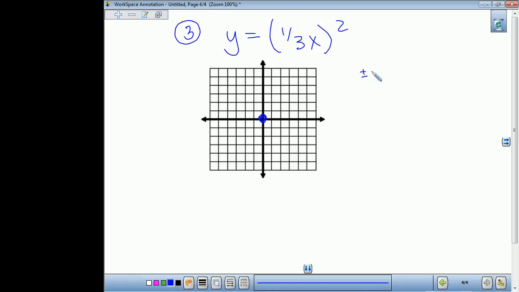So if we think about our moves, plus or minus 1, 1, plus or minus 2, 4. We take and multiply these horizontal moves by 3. So I go right 3 up 1, left 3 up 1, right 6 up 4, left 6 up 4.